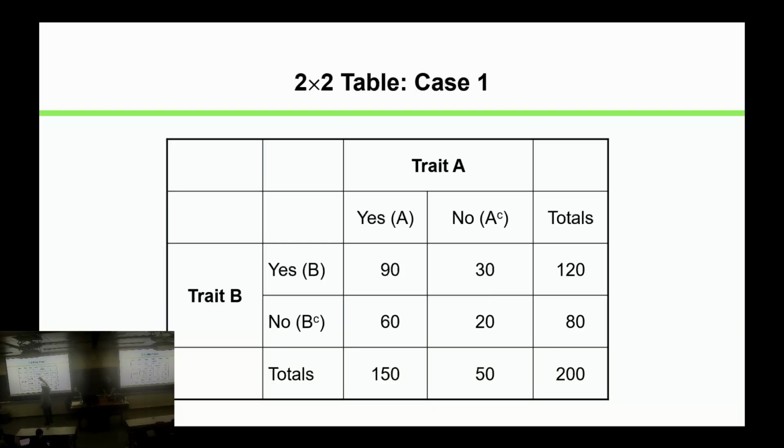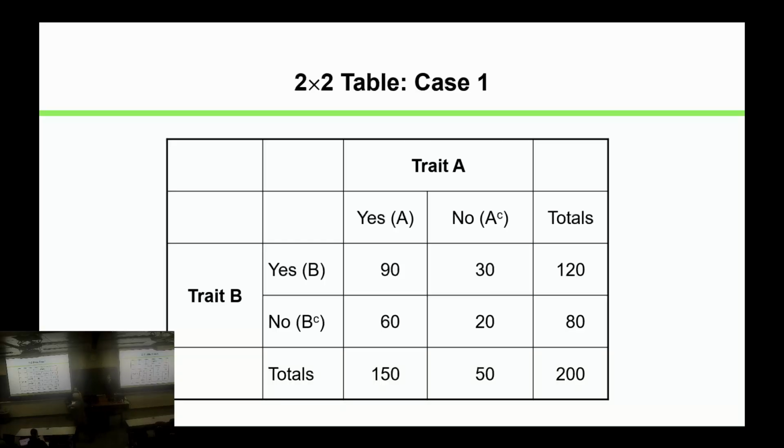If I was to look at, for example, the probability of B, 150 out of 200, that was 75% of these 200 individuals had trait A. But if I looked at only those who had also trait B, 90 out of 120, there were 75% of them that had trait A. For those who didn't have trait B, it was 60 out of 80. That's 75%. In other words, that 75% stayed constant whether or not they had trait B. And that's the only way I can configure that, okay?